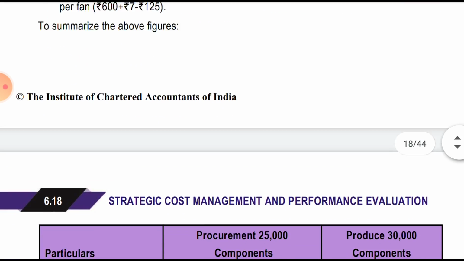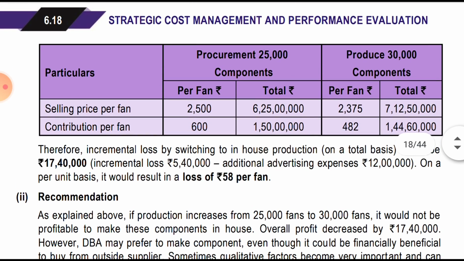To summarize the above figures, we have to prepare this for 25,000 units and for 30,000 units: what will be the units, that is per fan, and what will be the total selling price and the contribution. Earlier, at 25,000, it was 2,500 selling price and 600 contribution, which we multiplied by 25,000 to arrive at 6 crore 25 lakh and 1 crore 50 lakh rupees contribution.